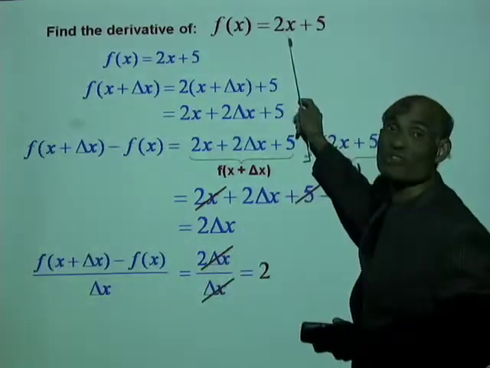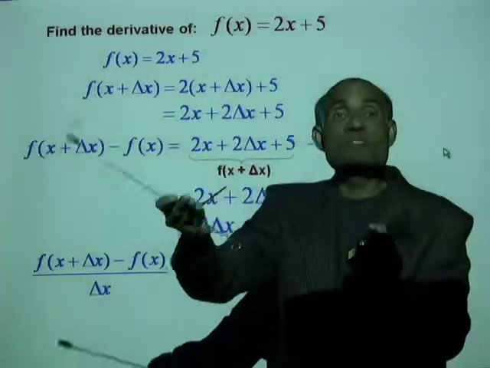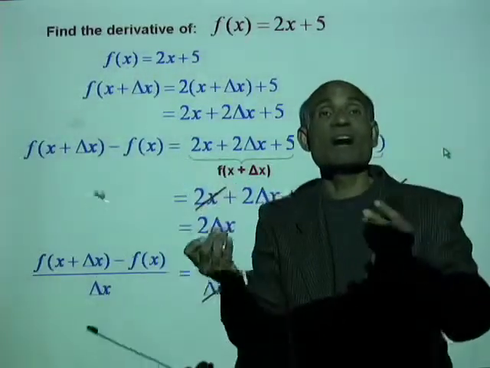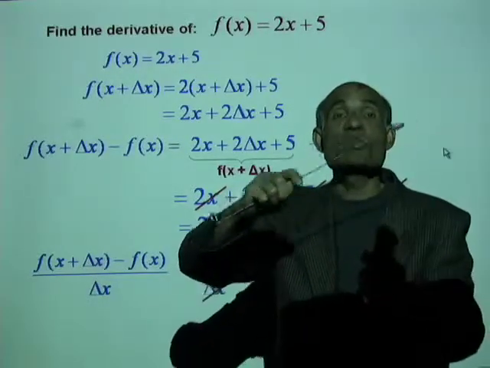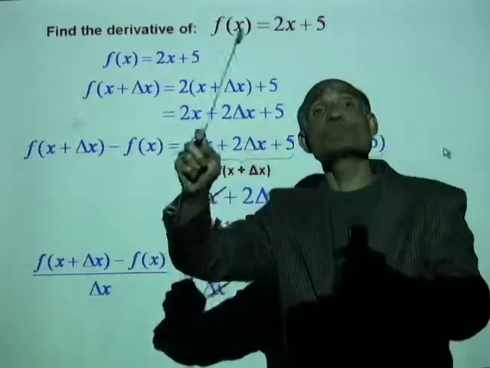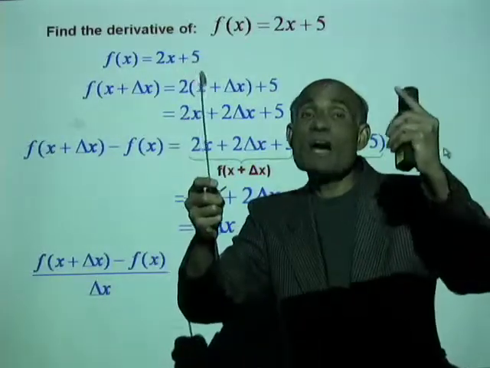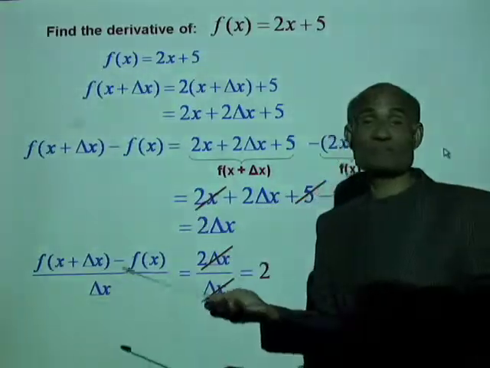Why? Because the graph of this function is a straight line. There is no difference between average rate of change and the instantaneous rate of change. A difference occurs only when you have a graph that curves up or curves down. Then the average rate of change and the instantaneous rate of change are different.